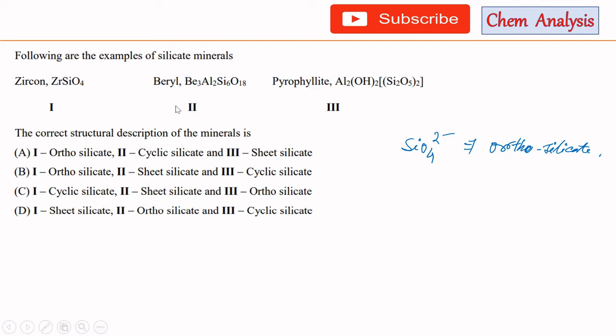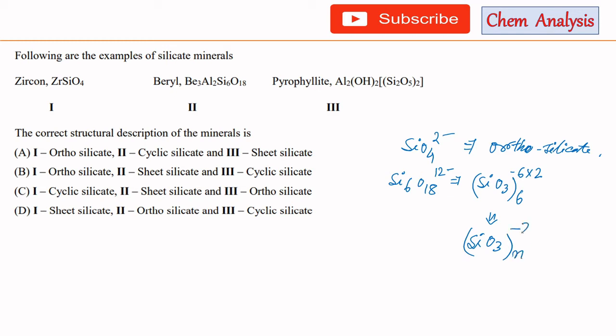And for the second option, that is beryl, Be3Al2Si6O18, if we only write the silicate part, it will be Si6O18 12-, and we can also write it like this, (SiO3)6 to the power 12-, that means it is similar to (SiO3)n 2n-, and it is a representation for cyclic silicate. So that means beryl is cyclic silicate, that is 1 is orthosilicate, 2 is cyclic silicate.